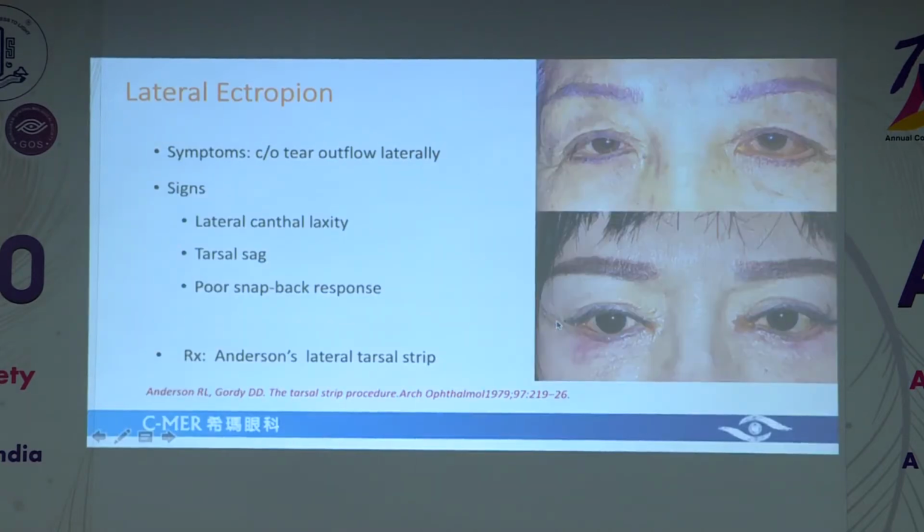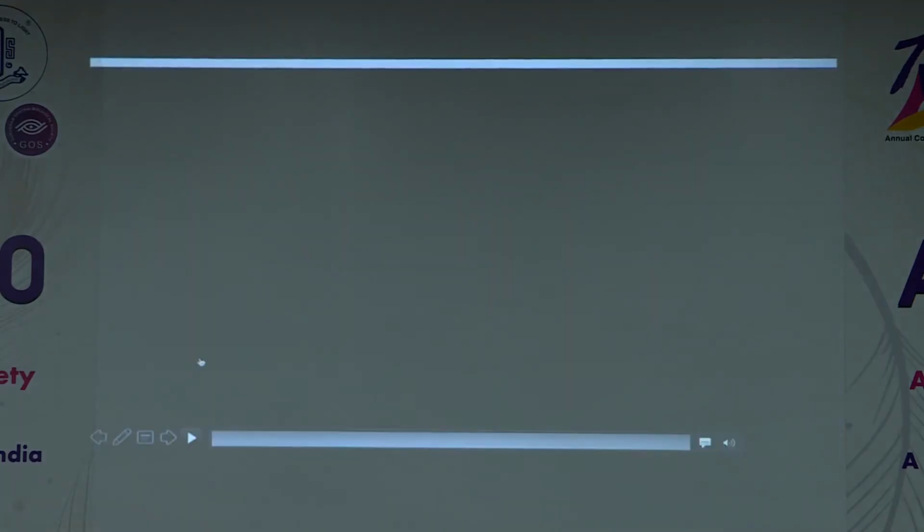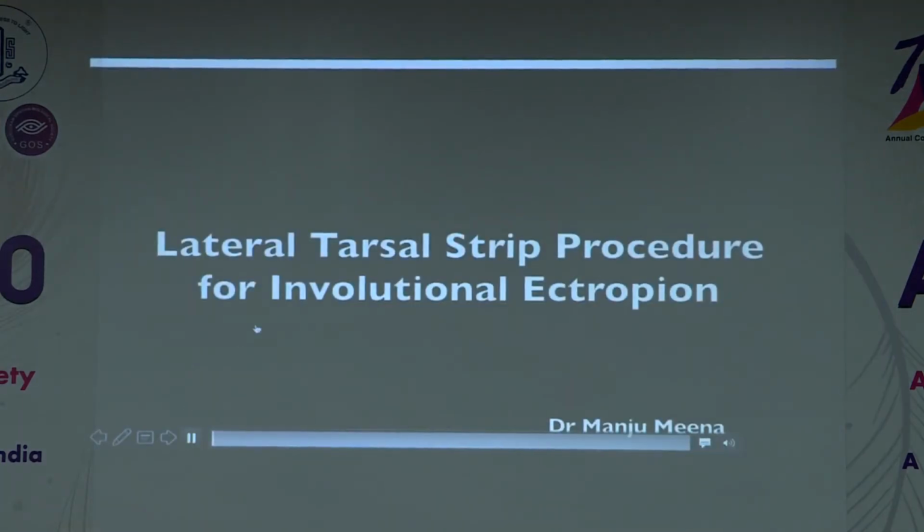Lateral ectropion is also a very common presentation where the patient will complain of tearing, which is mainly through the outer corner of the eye. So look for the lateral canthal tendon laxity in these cases. Most of the cases have tendon laxity as well as laxity of the tarsal plate. So the lateral tarsal strip procedure is most effective in these cases. This is a short video where we are doing this procedure.